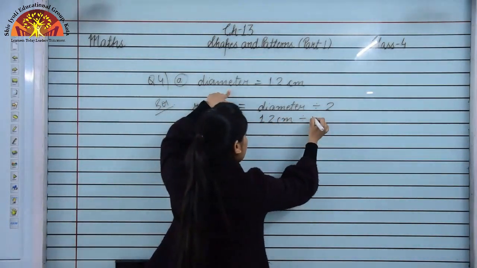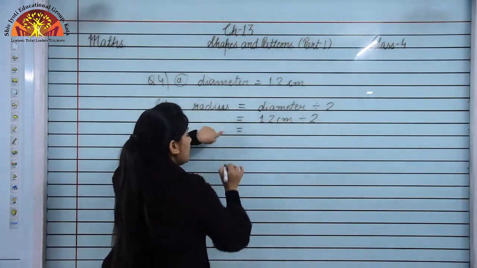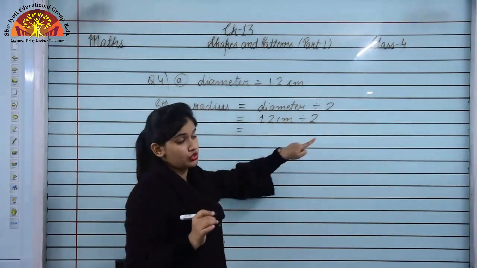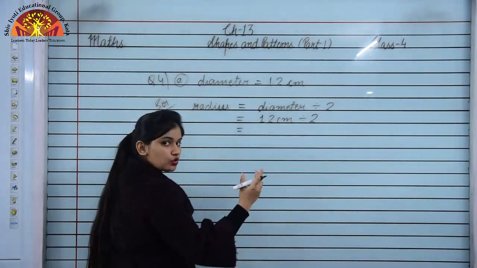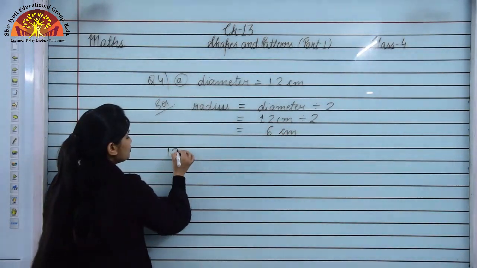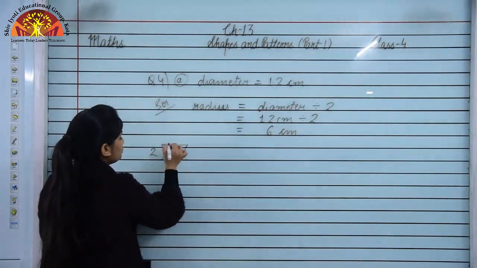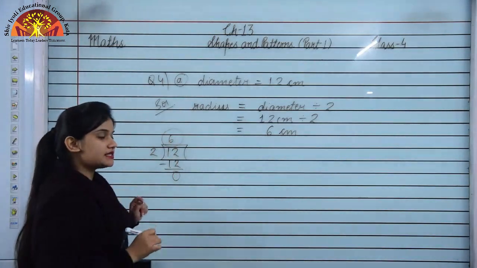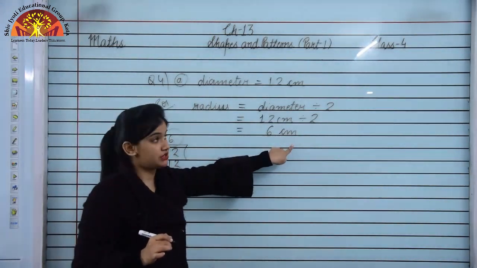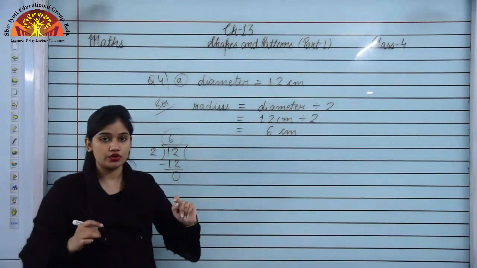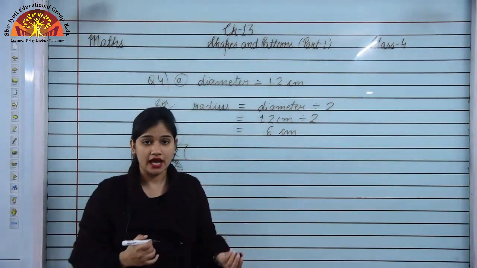And we have to divide it by 2 to find the radius, so we are dividing 12 by 2. As we know 2 6's are 12, so the answer will be 6 centimeter. You divide 12 by 2, 2 6's are 12, remainder is 0. What is the answer? The answer is 6 centimeter. So here the radius will be 6 centimeter. In this way students, you can find the radius and you can find the diameter also.